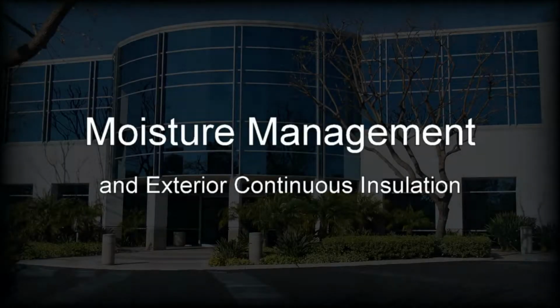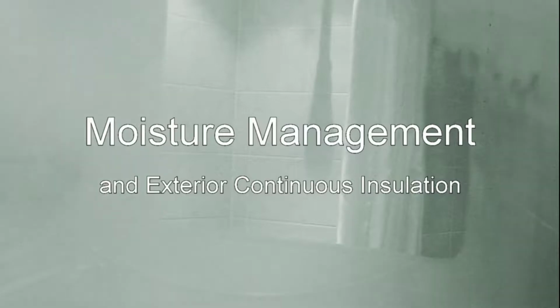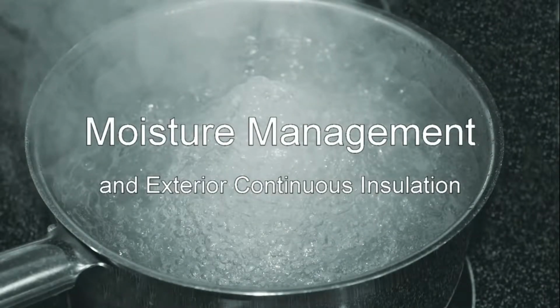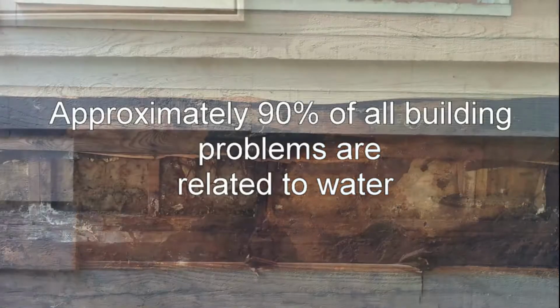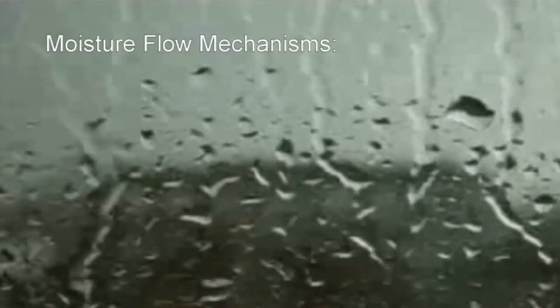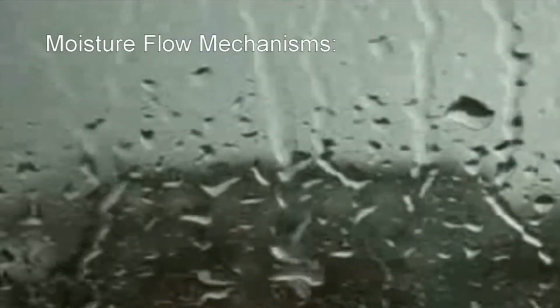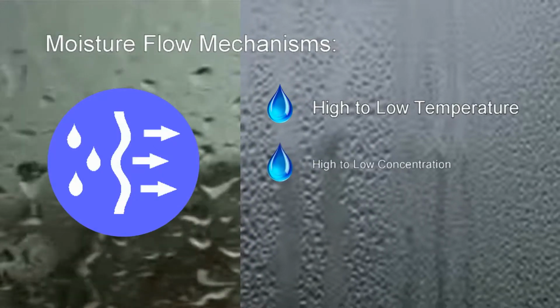Moisture management is one of the most critical factors to consider when selecting insulation systems to be incorporated into the thermal control layer of a building. Approximately 90% of all building problems are related to water. Moisture flow through the building envelope tends to follow the thermodynamic potential, moving from hot to cold, as well as from high to low concentration.